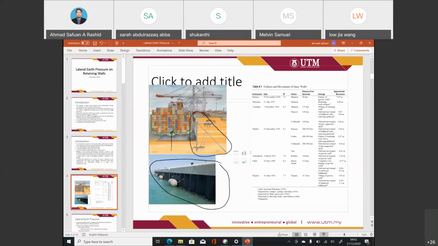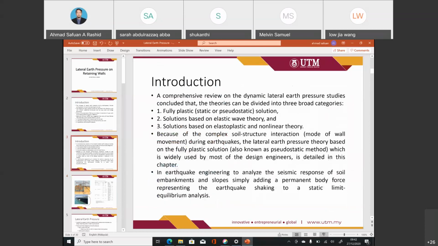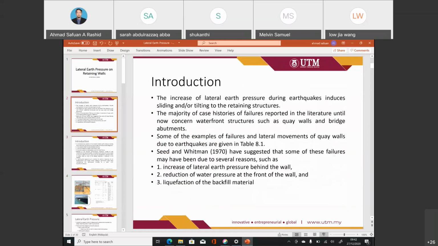So now we may learn how to estimate or determine the lateral earth pressure by including the factor of the dynamic loads. Okay. So Seed and Whitman have suggested that some of these failures may have been due to several reasons. Okay. So such as increase of lateral earth pressure behind the wall, reduction of water pressure at the front of the wall. Okay. And the last one is the liquefaction of the backfill material. Okay. So these are the three examples which happened during the earthquake event.